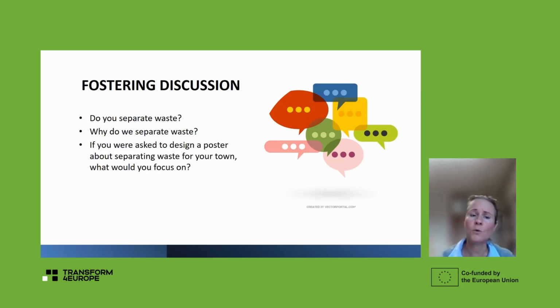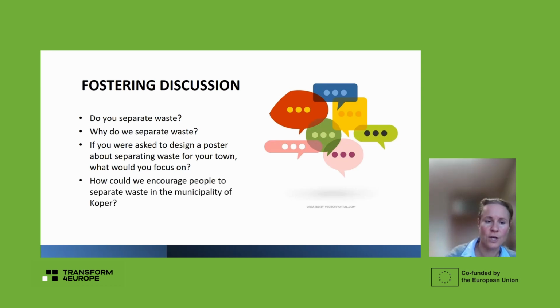Or if you were asked to design a poster about separating waste for your town, what would you focus on? So we can immediately see that a diversity of these cognitive processes would be used to answer this question. Or how would we encourage people to separate waste in the municipality of Koper? This is the municipality in which University of Primorska is located.